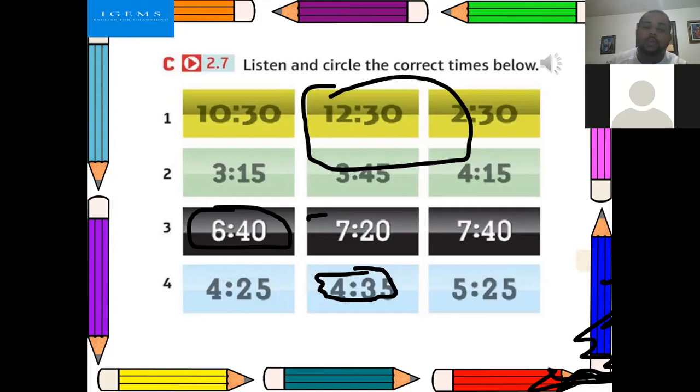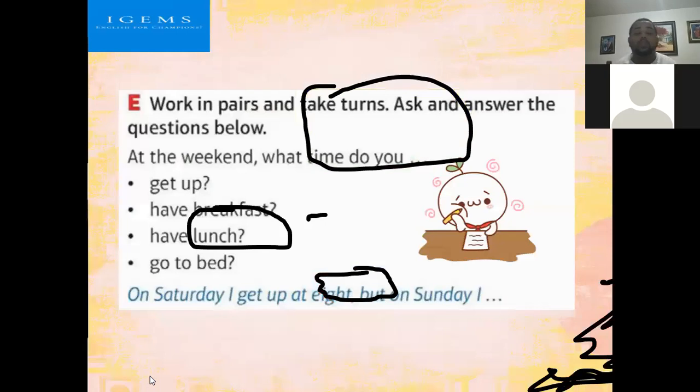Number two, this one is not corresponding. Look at there. Let me show you. Number two is not corresponding. It's going to be C. The first one and the second are not corresponding. However, the last one does. All right. And number three is going to be 6:40, and number four is going to be 4:35. You got it? Yep. Amazing. So let's continue.